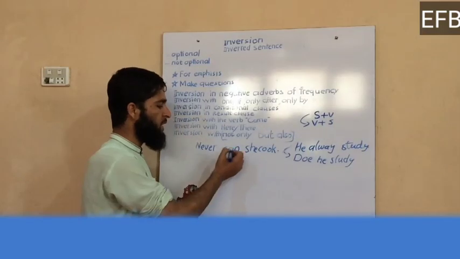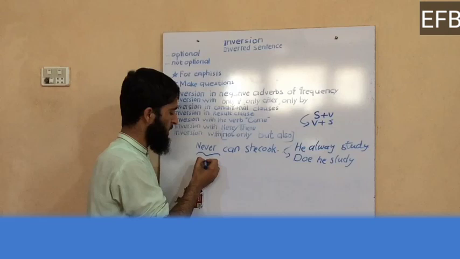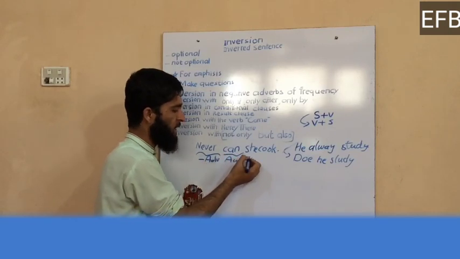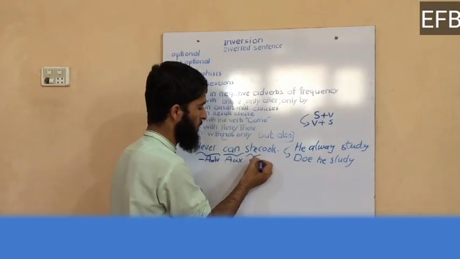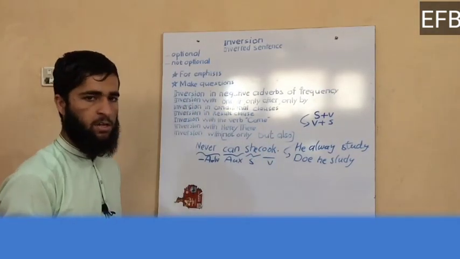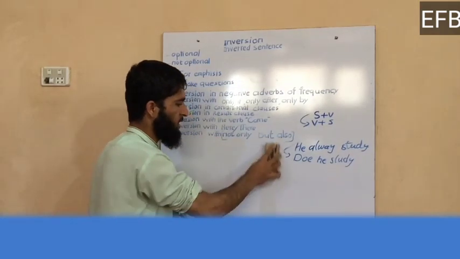When you learn about auxiliary verbs, you can make inversion very easily. So, never can she cook. In this sentence, first we have the negative adverb, then we have the auxiliary verb, and then we have the subject, then the main verb. So inversion has been applied here. We could use inversion with negative adverbs of frequency.